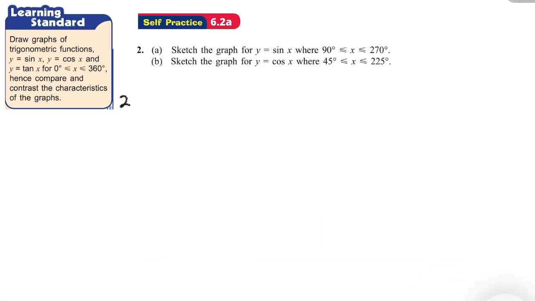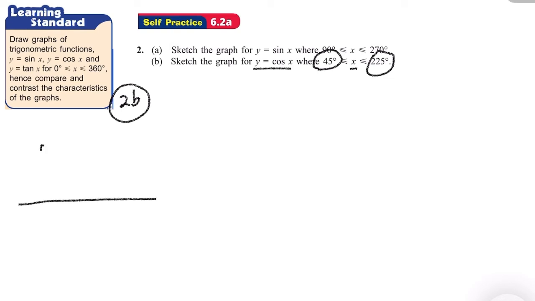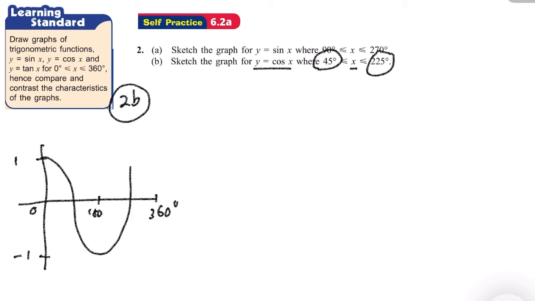Next question, 2b. Sketch the graph for y equals to cos x, where x is more than 45 degree and less than or equal to 225 degree. Remember, when it asks you to sketch the graph, you draw the original graph you learned. We start from 0, the middle is 180, and at the end is 360 degree. We have the maximum of 1 and minimum value of -1. Here it intercepts at 90 degree and 270 degree.